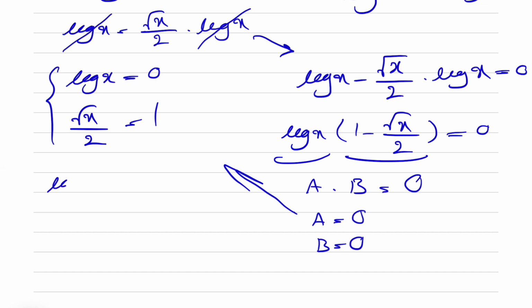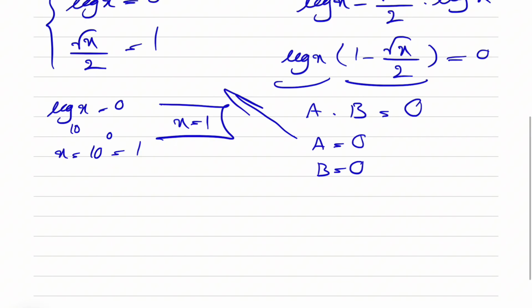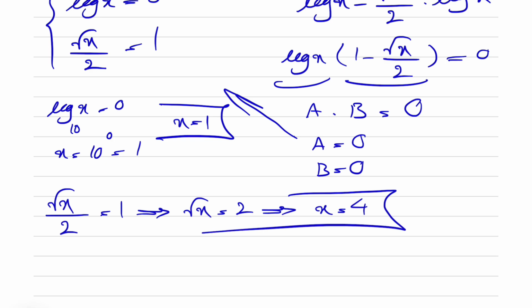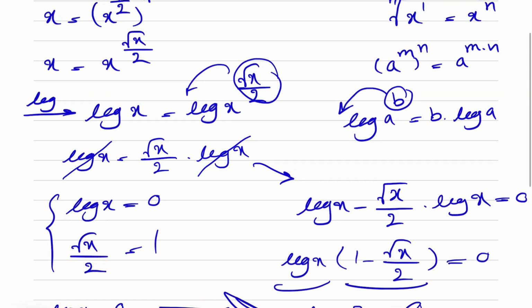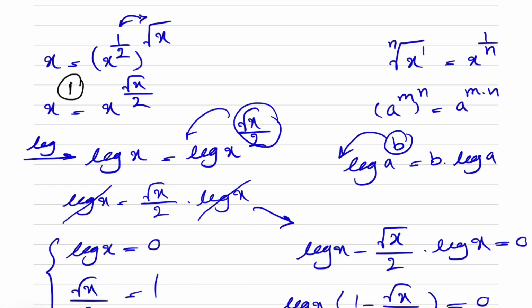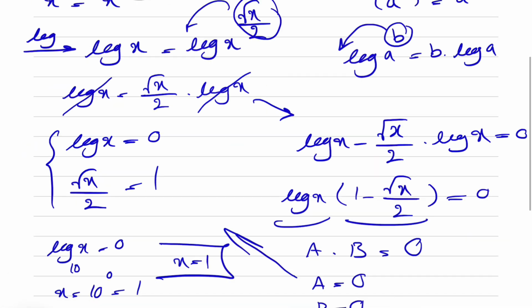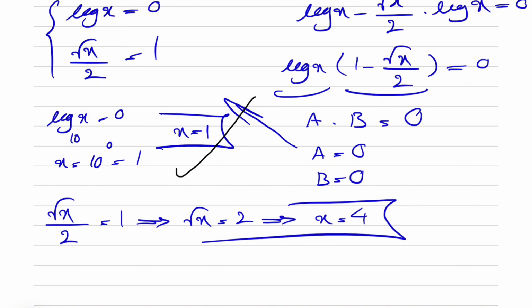So from the first one, the log of x is equal to 0, meaning since the base of the log is 10, our x will be 10 to the power of 0, which will be 1. So x is equal to 1 is one answer, and we also have the square root of x divided by 2 is equal to 1, meaning the square root of x is equal to 2, or our x is equal to 4, and that's the second answer. So again, if in here we just go with having the exponents equal to each other, we're going to miss one of the answers, which will be 1. So we need to keep that in mind, and that would be all for this question.